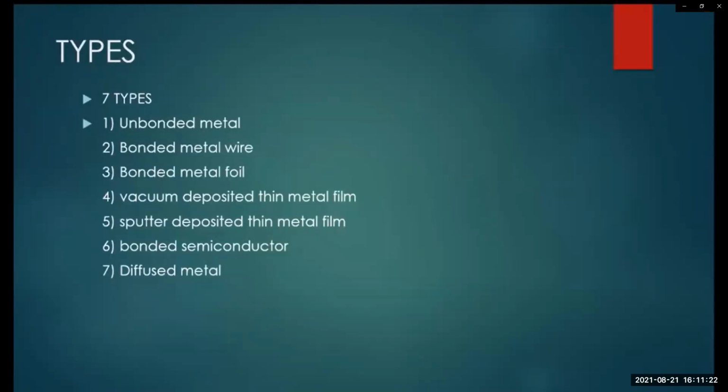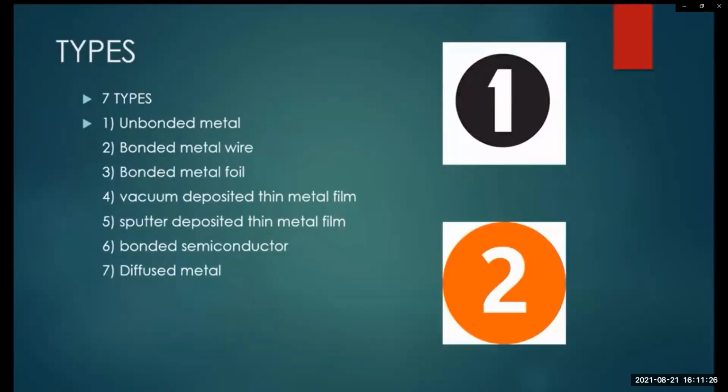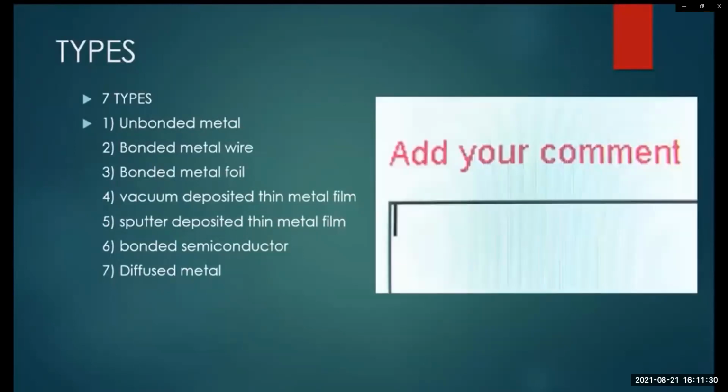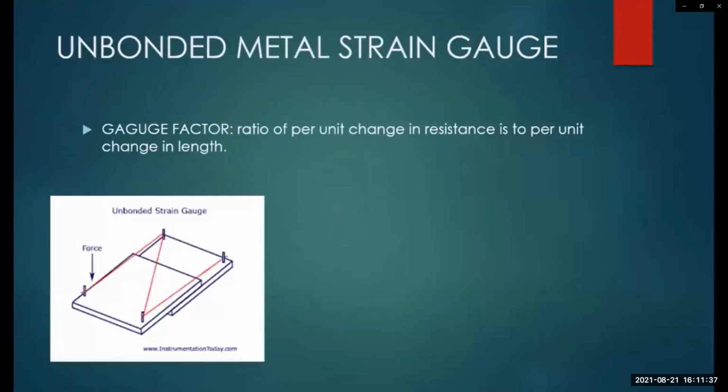So in this video we would be talking about the unbonded metal strain gauge and the bonded wire strain gauge. If you want me to make more videos on the remaining types, let me know in the comment section. So let's start with the unbonded metal strain gauge.